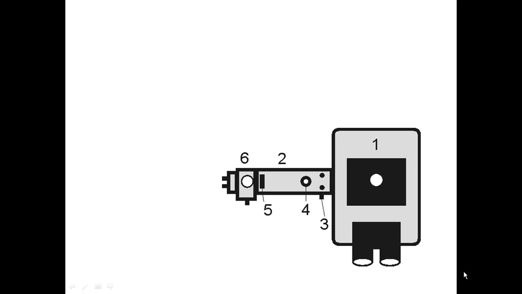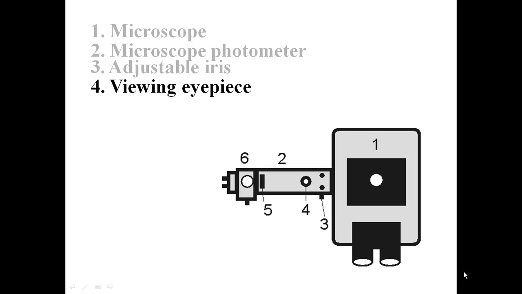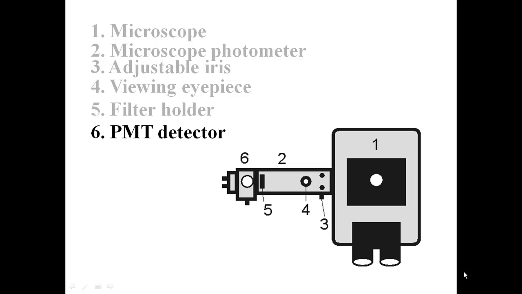A microscope-based fluorometry system consists of a microscope, a microscope photometer, an adjustable iris to select a single cell, a viewing eyepiece to look at the cell, a filter holder that holds filter to filter the emission light, and a photomultiplier detector that detects the emission light.